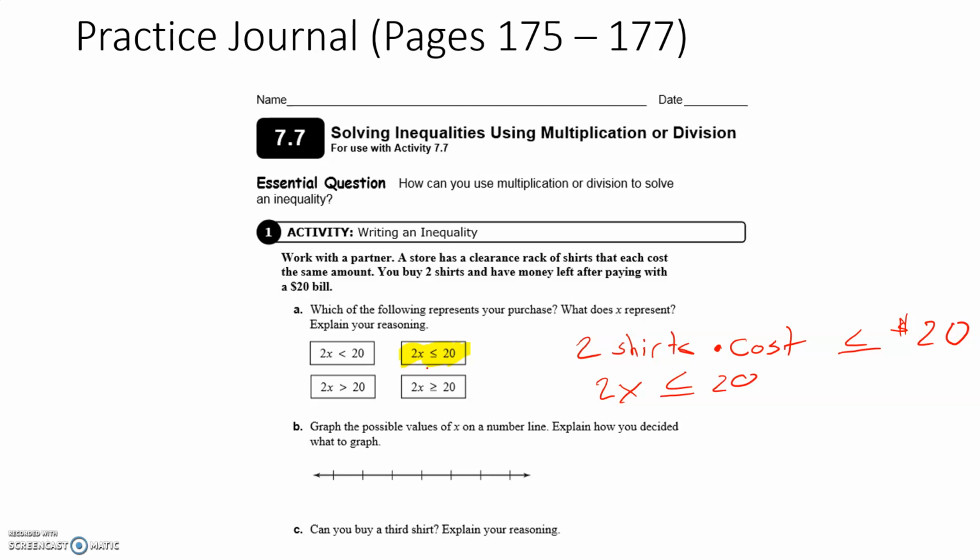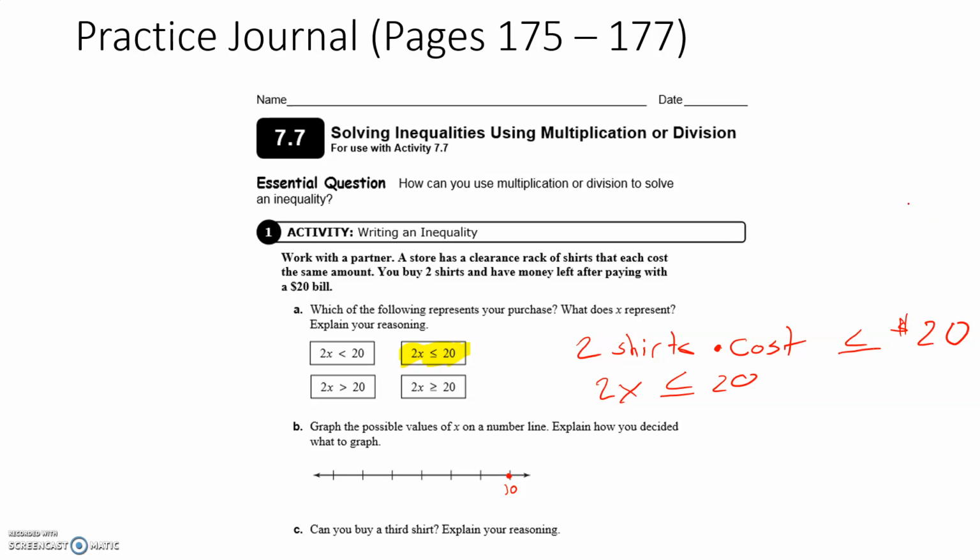And so part B, graph the possible values of x on a number line. Explain how you decide what to graph. Okay, so the most that your shirts can cost, x, would be $10, because if they were more than $10, you would not have enough to buy 2 shirts. So the most that they can cost is $10. So I'm going to start with 10 over here. That's the maximum amount that they can cost in order for me to get 2 of them.